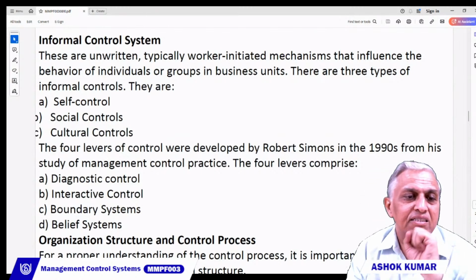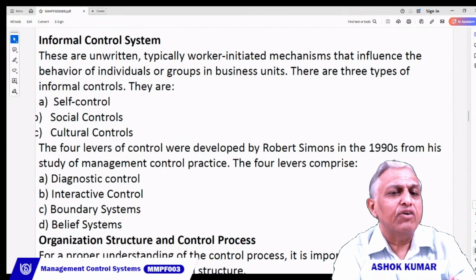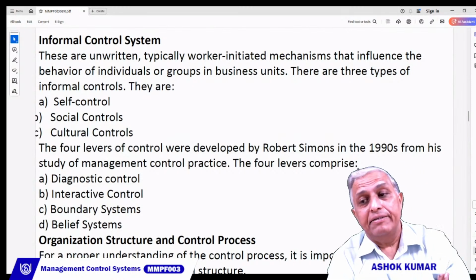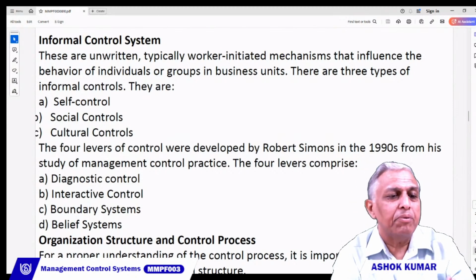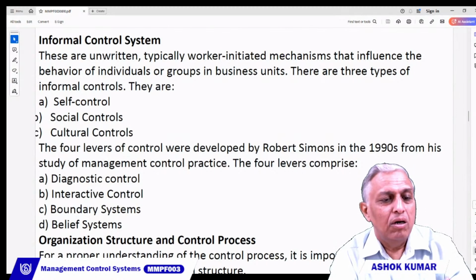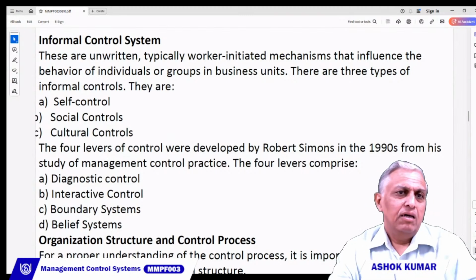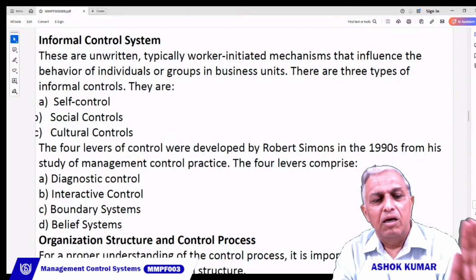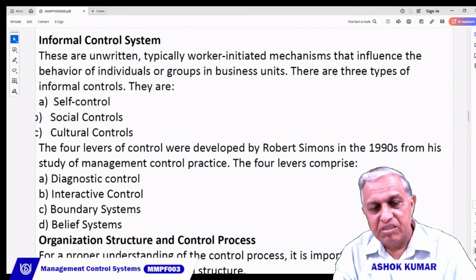Now, let us just understand what these four levers are. The four levers of control were developed by Robert Simons in the 1990s from his study of management control practice. These four levers comprise diagnostic control, interactive control, boundary systems, and belief systems. More or less, this is just the upper part, giving you the same ideas in other language, a little more refined by Robert Simons.